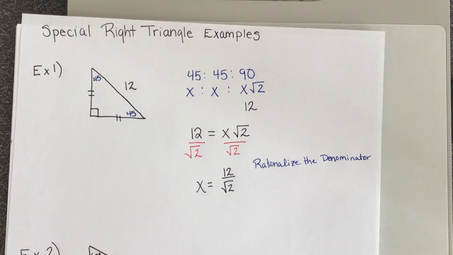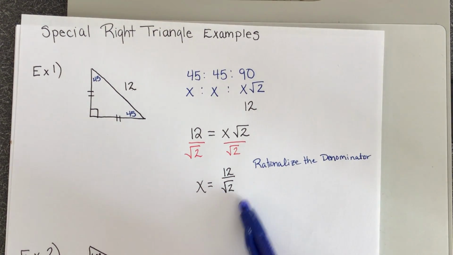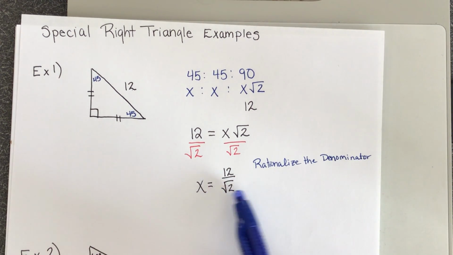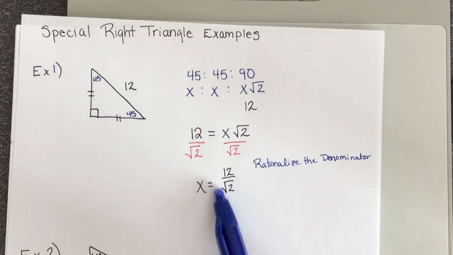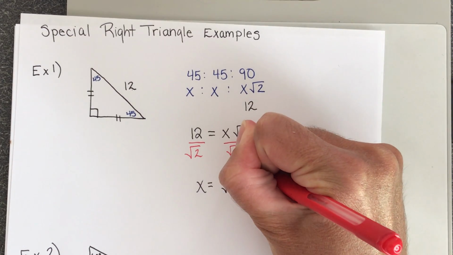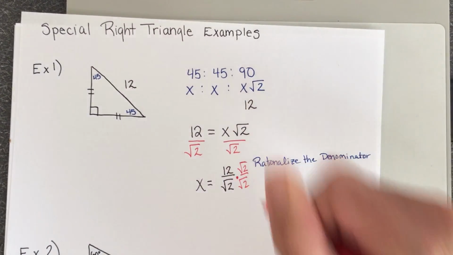Rationalize the denominator. So what that means is get rid of the radical in the denominator. The only thing that's going to make that square root go away is to be able to take the square root of a perfect square. So I need that radical to go away. So what I'm going to do is multiply it by the square root of 2 over the square root of 2.